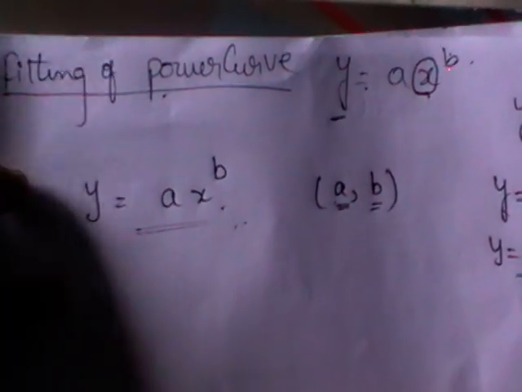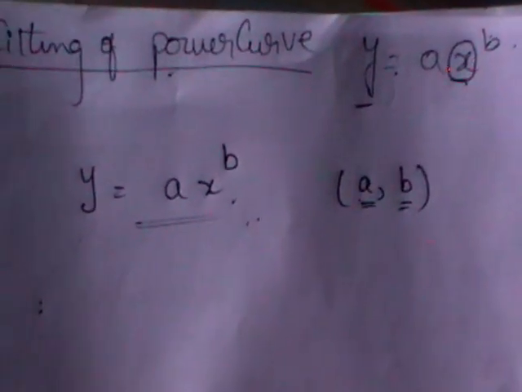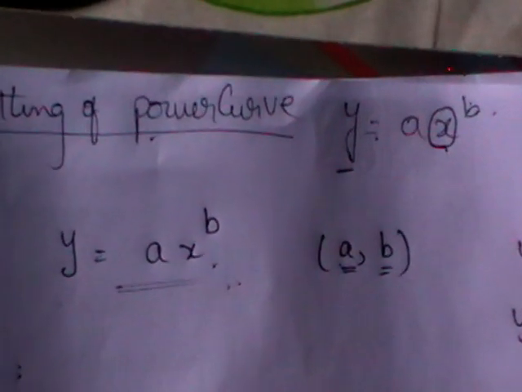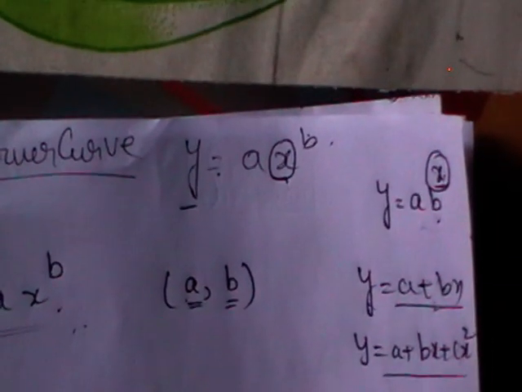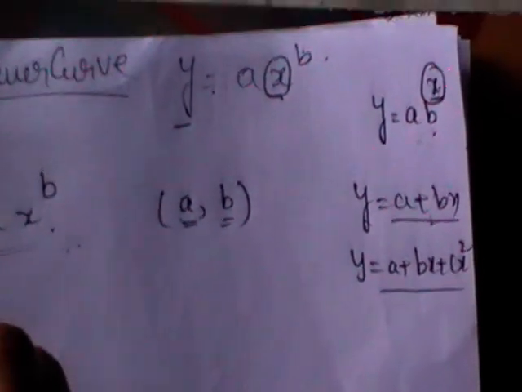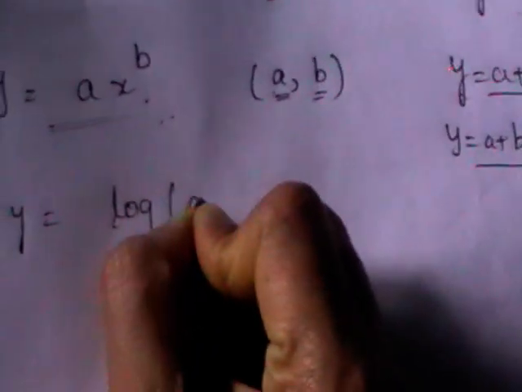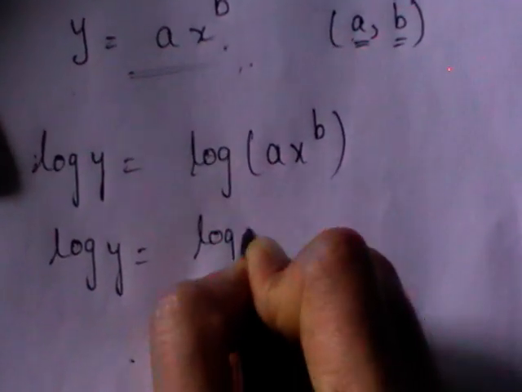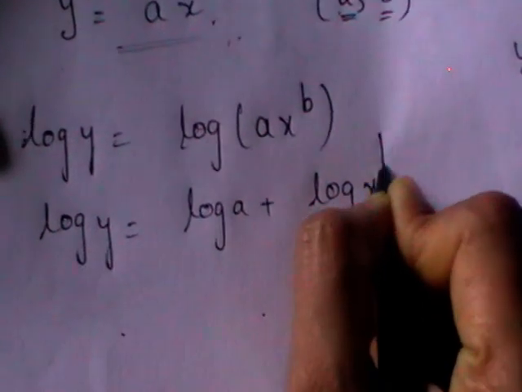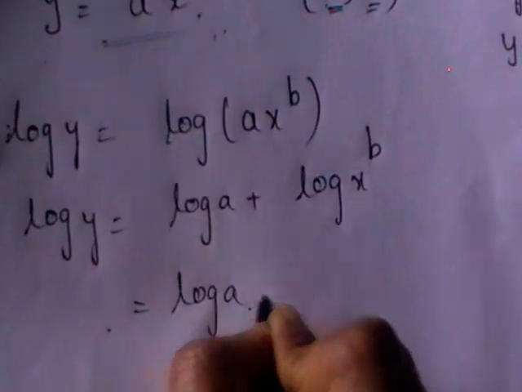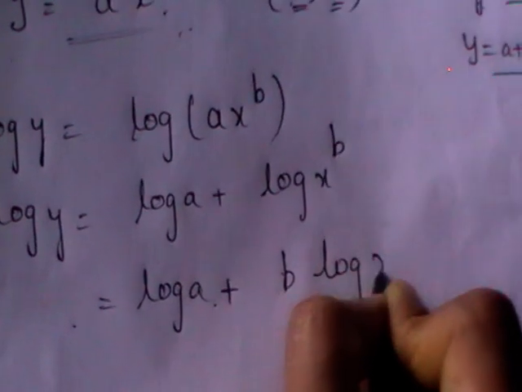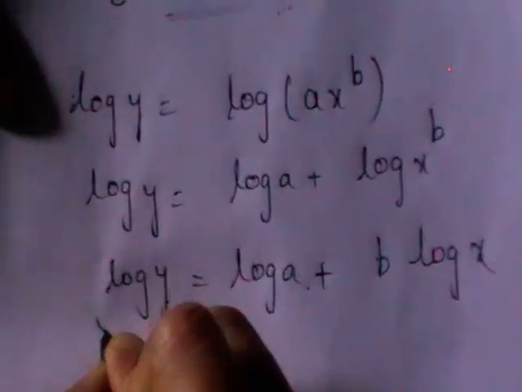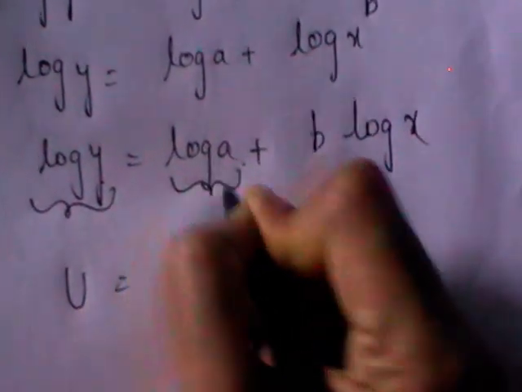Again, consider the power curve, take logarithms, convert into a straight line, write the normal equations, and solve those to obtain the involved constants. Then by using the interrelation, you calculate a, b. Got it? Now let us take logarithms to convert them into linear forms. So this is log y is equal to log a plus log x power b, that is, log a plus b log x. Again, let us take this as u. Let us take this as A.